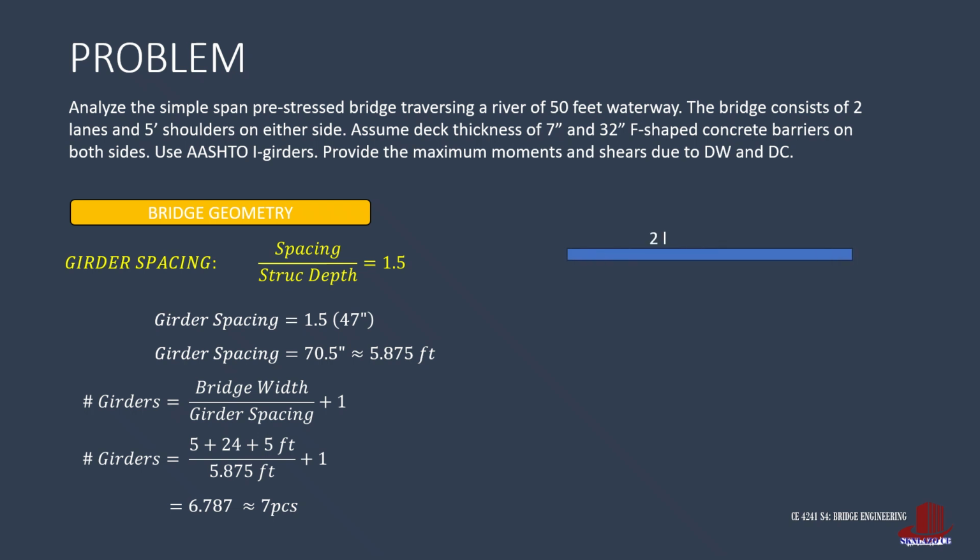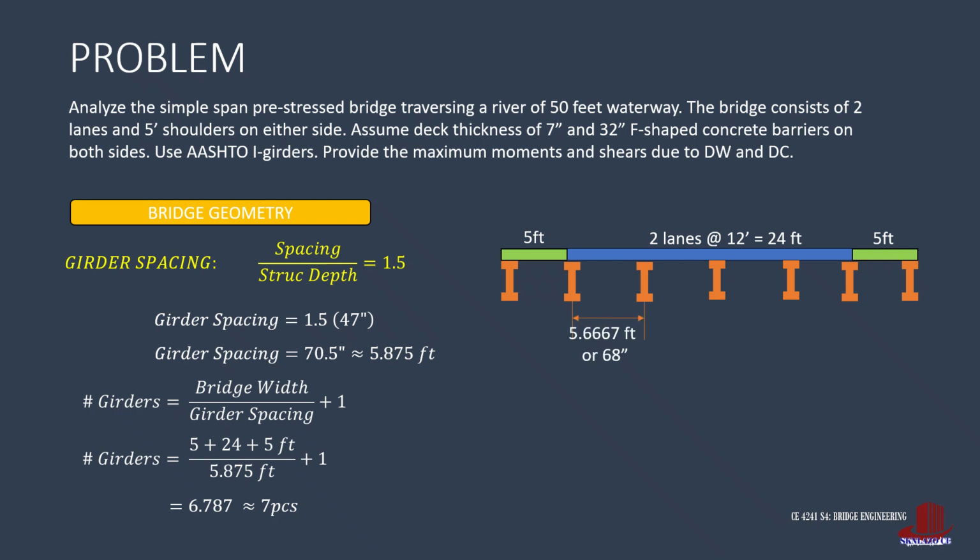Let's then refine the spacing. The bridge has 2 lanes of 12 feet each. Then 5 feet shoulders are on either side. The girder spacing is then 34 divided by 6 bays, which is then 5.6667 feet, or that is 68 inches.